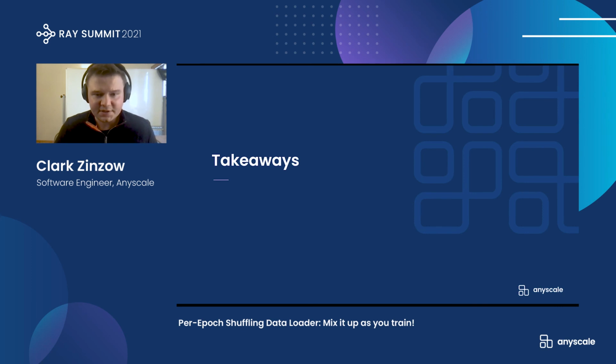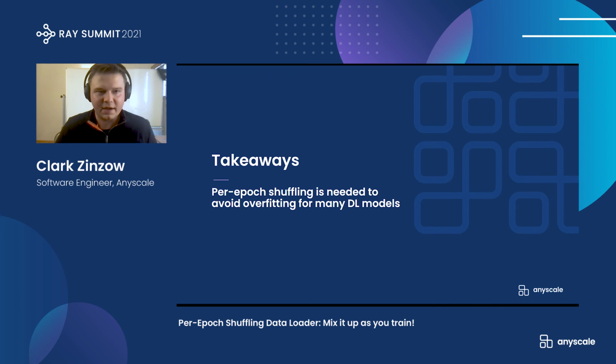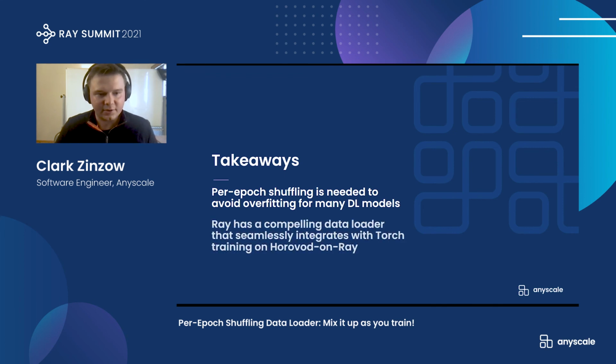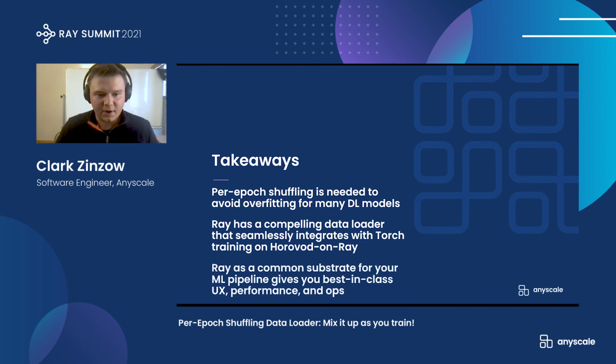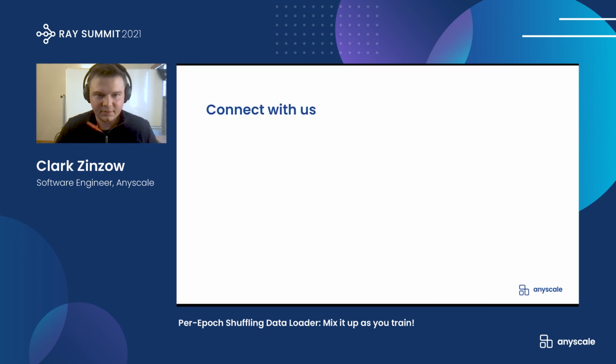The key takeaways from this talk. Per epoch shuffling is needed to avoid overfitting for many deep learning workloads, as we talked about earlier. Ray has a compelling data loader that seamlessly integrates with torch training and Horovod on Ray. And Ray, as a common substrate for your machine learning pipeline, gives you best-in-class UX, performance, and ops.